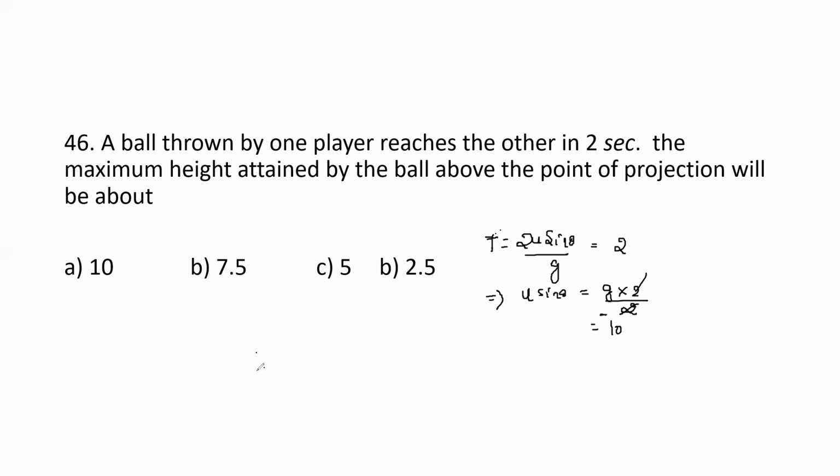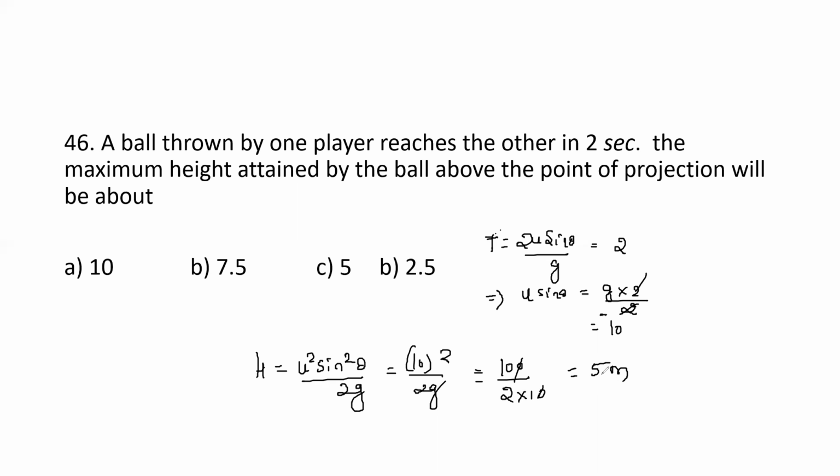The maximum height attained is given by h is equal to u square sine square theta divided by 2g. So u sine theta is 10, its whole square divided by 2 into g. So 10 square is 100, divided by 2 into g, which is 10. This 0 will get cancelled. 10 by 2 is nothing but 5 meter. Therefore, the correct option is option C. Option C is the right option here.